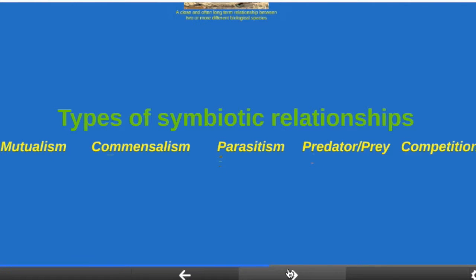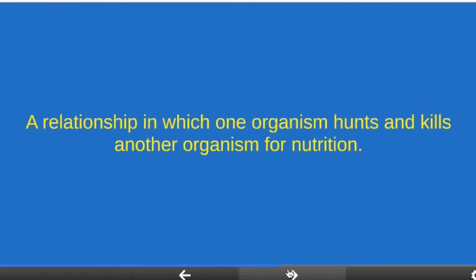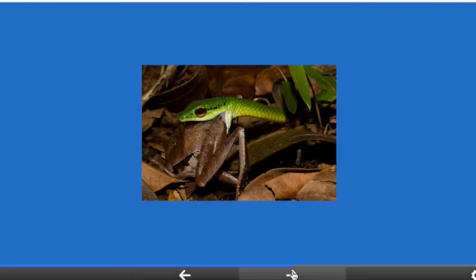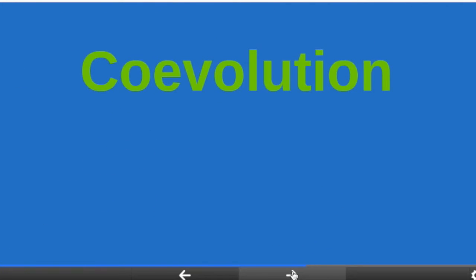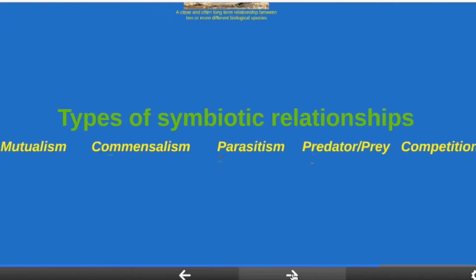The next relationship are predator-prey relationships. These are relationships in which one organism hunts and kills another for nutrition. Examples you're pretty familiar with are things like a snake eating a frog. Now, the thing about predator-prey relationships is they often end in what is called coevolution. This is evolution that occurs when a predator and prey item exert selection pressures on one another. The last symbiotic relationship is competition.